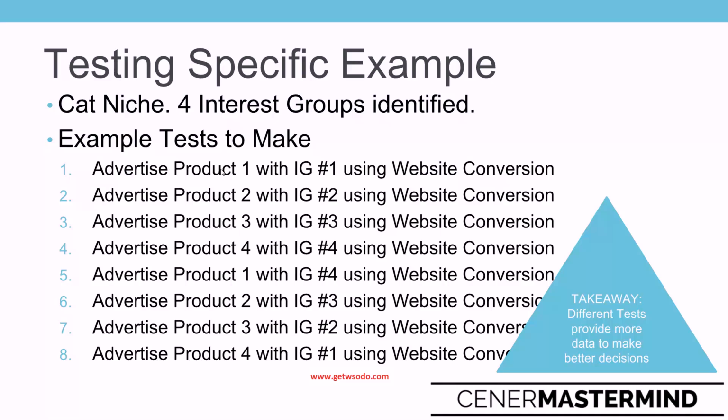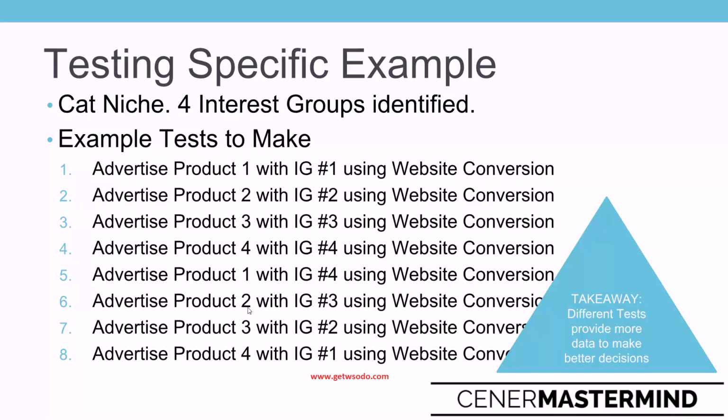You're matching up product 1 with interest group 1, running a website conversion ad. Product 2, interest group 2, website conversion. Product 3, interest group 3, website conversion. Product 4, interest group 4, website conversion. Right? These are basically your matches. You're matching a product up with a single interest group and you're testing it one time. Okay, and you see the big triangle here.